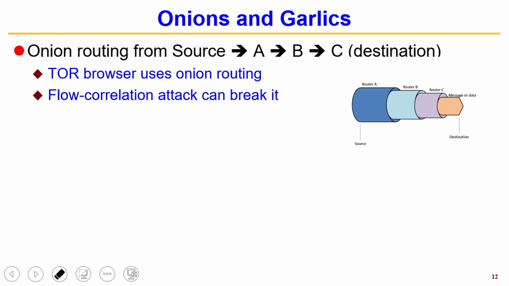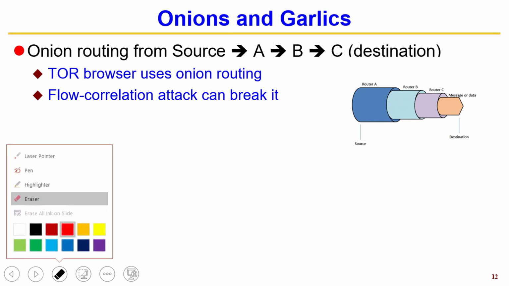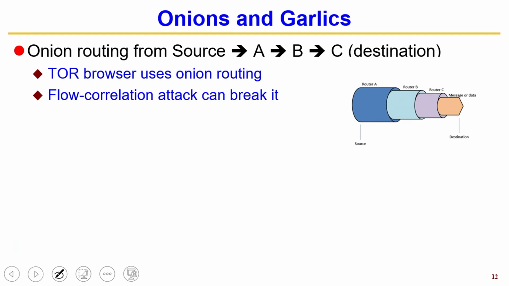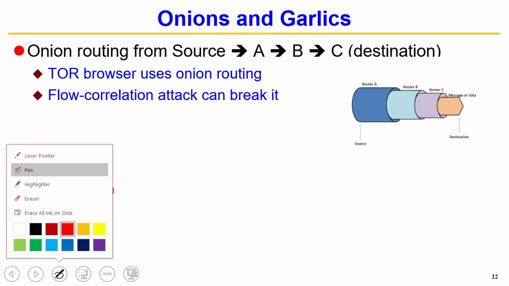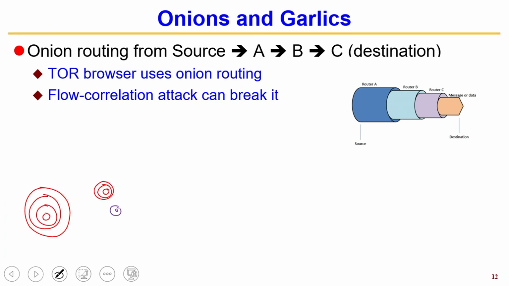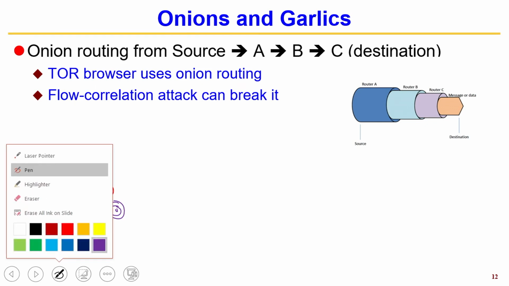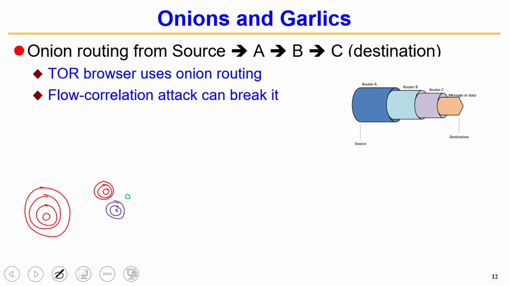Nobody knows? Onion has this, yes, go ahead please. Onion has the story of layer after layer after layer. Garlic also has layers, but in addition to this layer, let me use a different color, so it would be interesting. It has these cloves.